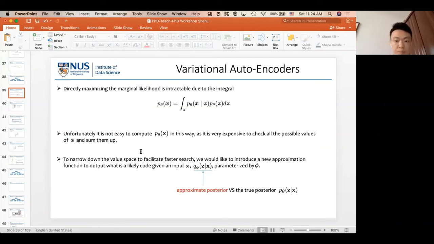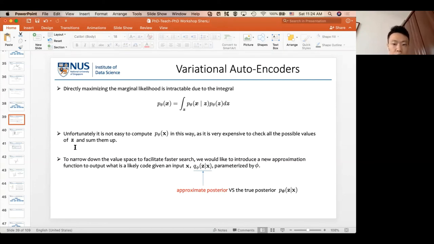Yeah, you got the idea. Okay. Like I said, it's impossible to check all the possible values of Z. To narrow down the value space and facilitate faster search, we would like to introduce a new approximation function to output the likely code given X. So we incorporate a new distribution called Q parameterized by phi. You see that? It's defined by another neural network that approximates the posterior. Recall that the posterior is P of Z given X. That's why we call it the approximate posterior, okay?